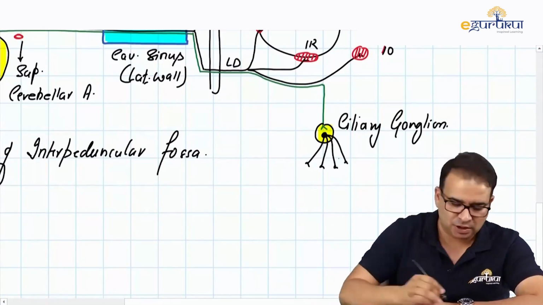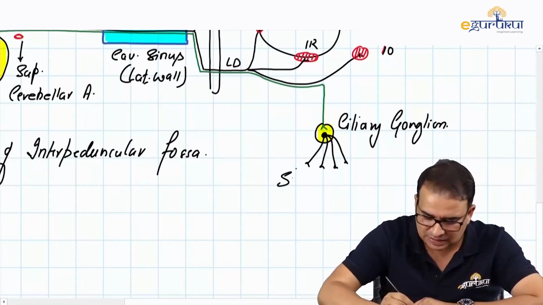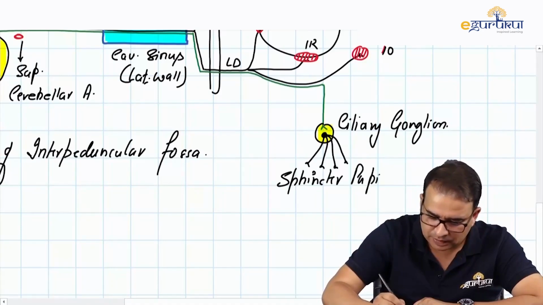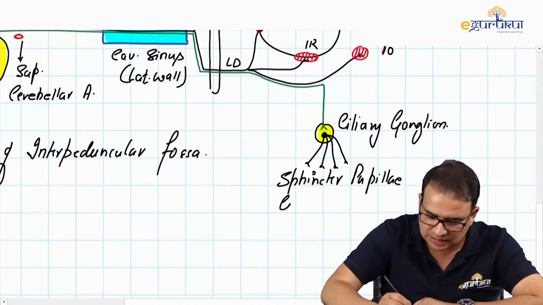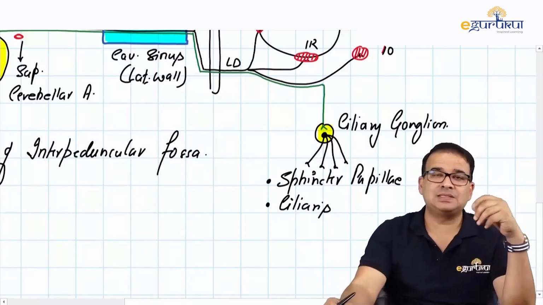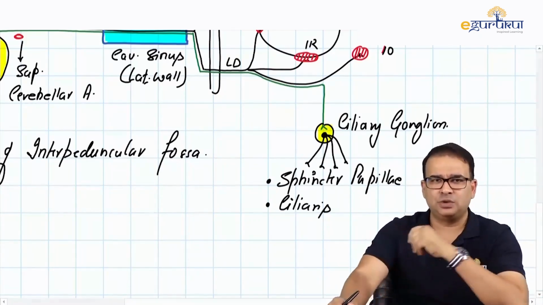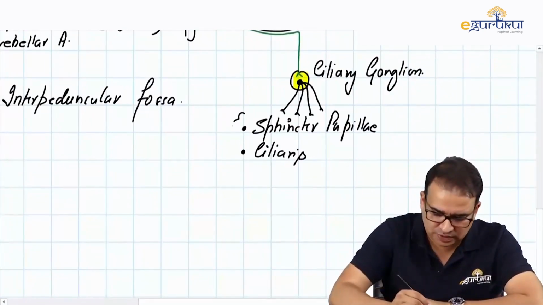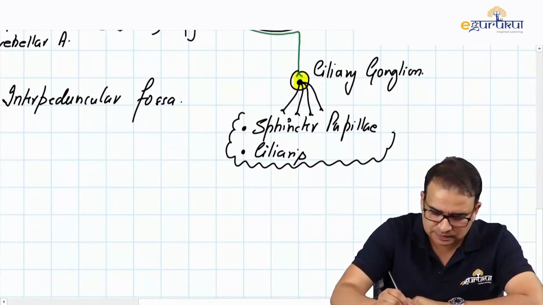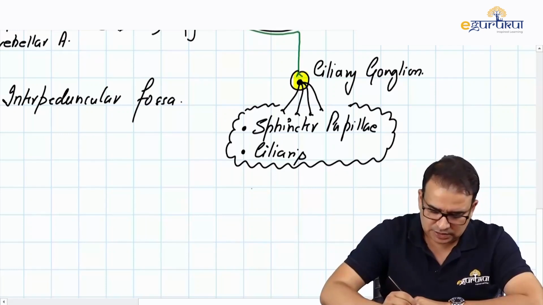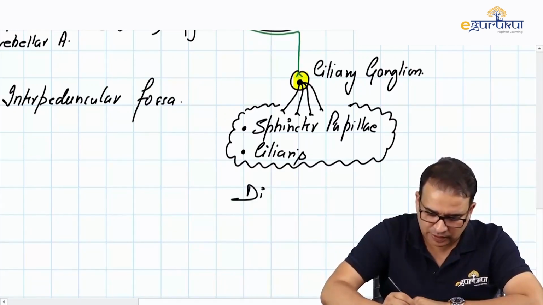All the short ciliary nerves come out of the ciliary ganglion, and they are the ones which supply the sphincter pupillae and ciliaris muscle. Dilator pupillae is supplied by the sympathetic nerve. I can tell you the same thing here so that you don't forget that. Please remember that it's only sphincter pupillae and ciliaris. Just an added piece of information here so that you don't forget it.